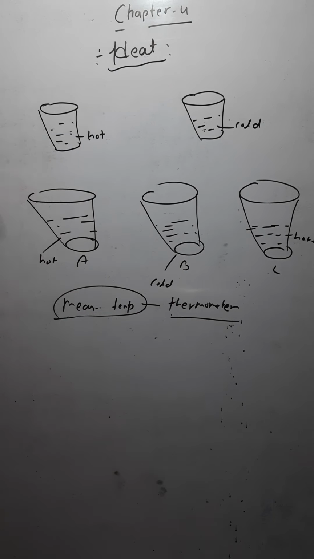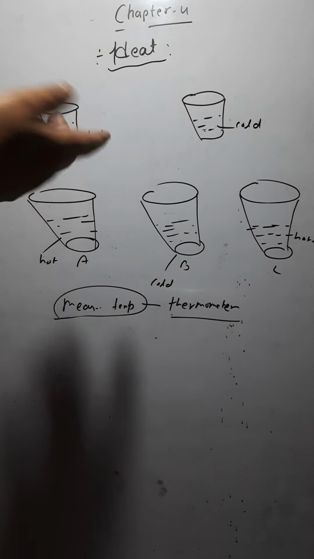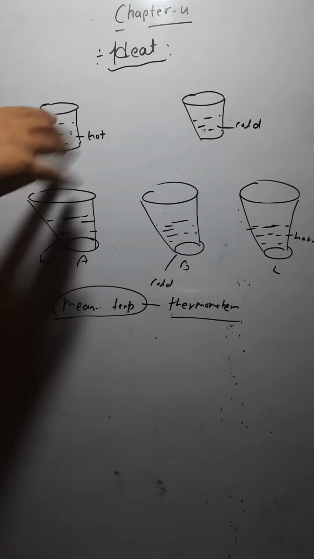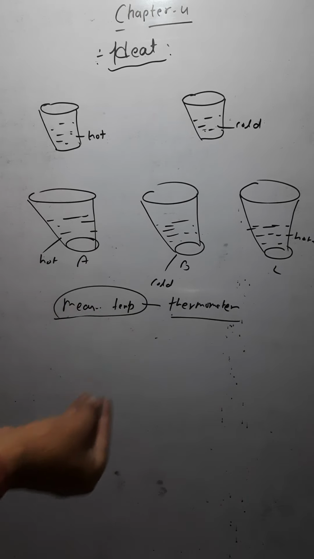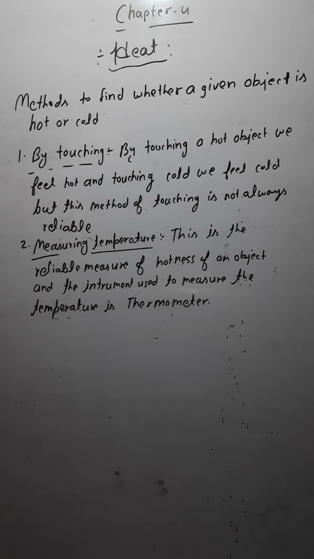So here we have two methods to find out whether the given object is hot or cold. The first method is simply by touching, which is not always reliable. And if it is not reliable, then we can use the second method, where we use the thermometer to measure the temperature of the given objects. Are you getting it? Yes. Okay, let me write this on the board now.